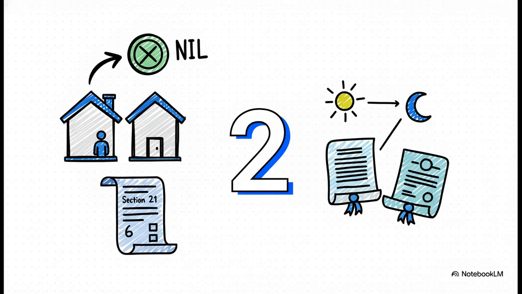Under the new Act, Section 21, you are allowed to claim up to 2 properties as self-occupied. This means for 2 of your houses, you can declare their annual value as nil. This is a pretty significant relief for homeowners, especially those who might have a family home in one city and another for work. So if you live in one house and the other is empty, you can treat them both as self-occupied, and their notional annual value for tax purposes is 0.